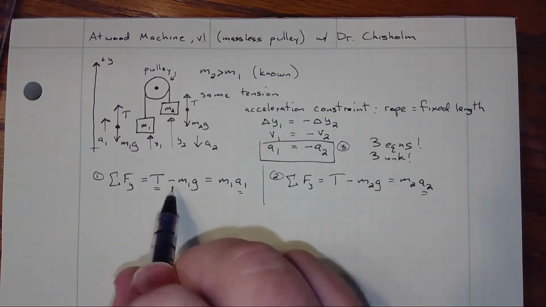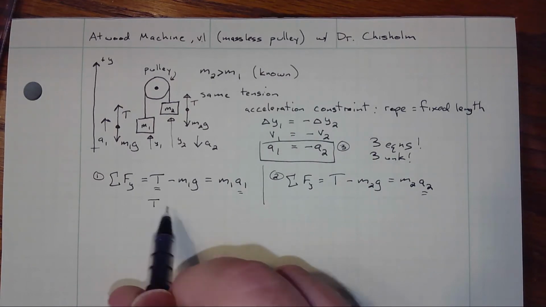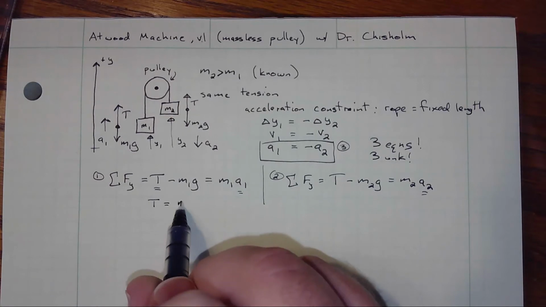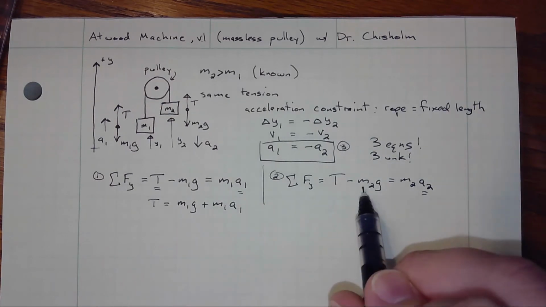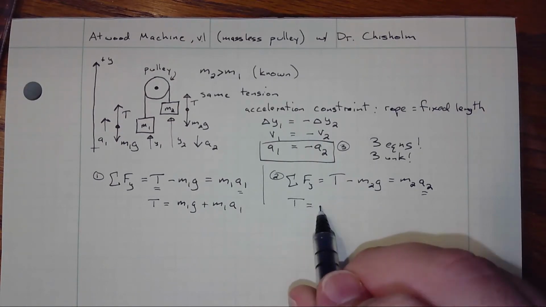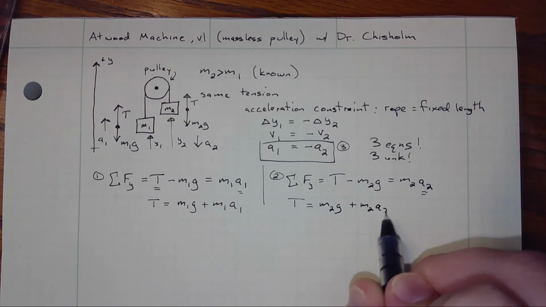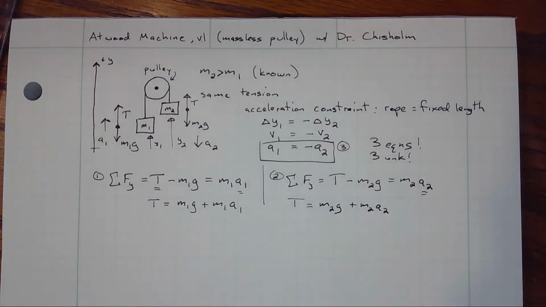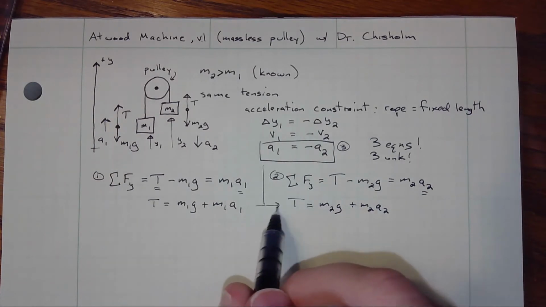So I'm going to move m1g over to this side. This gives me T is equal to m1g plus m1a1. Same thing over here. I'm going to move m2g to the other side, and I get T is equal to m2g plus m2a2. Hey, that's nice. I have two different equations that say this is what the tension is, so I can just take these two equations and set them equal to each other.